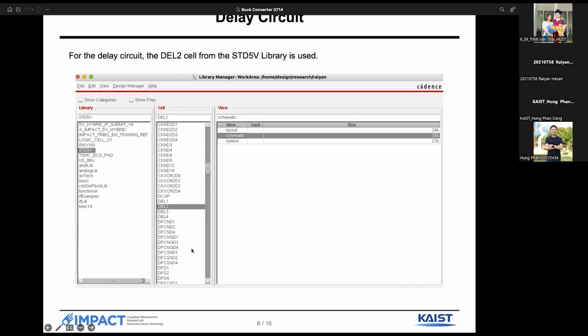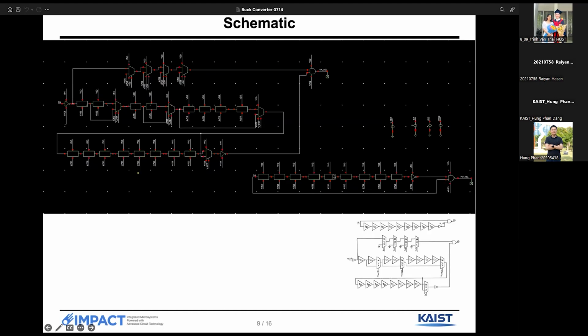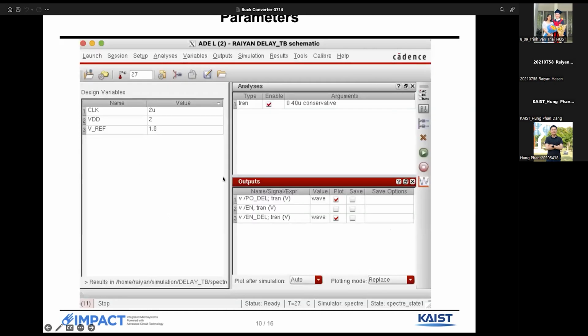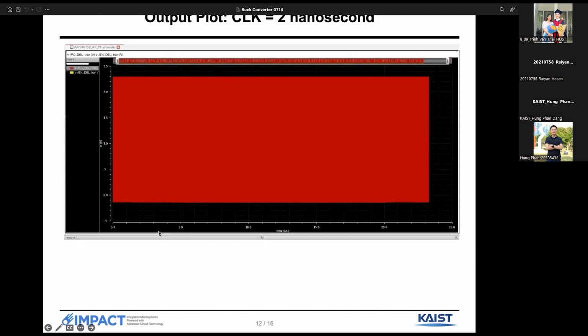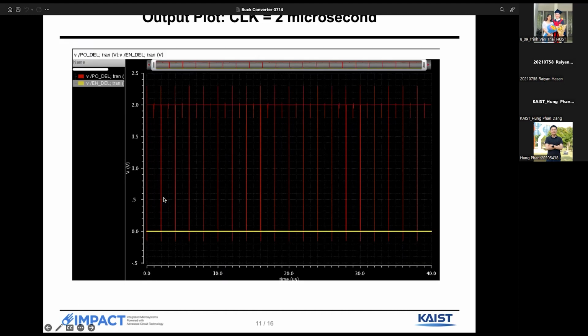So for now, what I made is that I used that cell to make this schematic. Here's the schematic from the book, and here's the schematic that I made. And these are the parameters that I use for the simulation, and here's the result that I got. You should zoom in, but in here I don't see a delay, right?